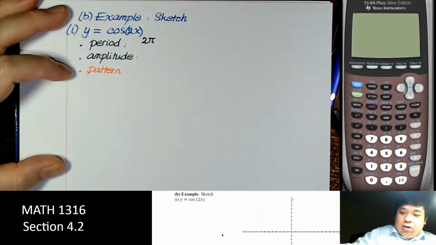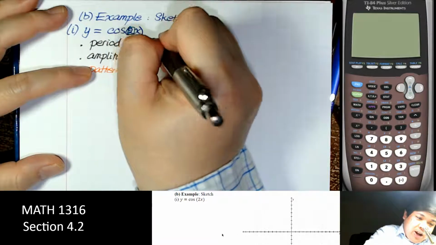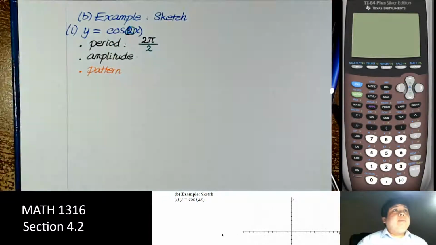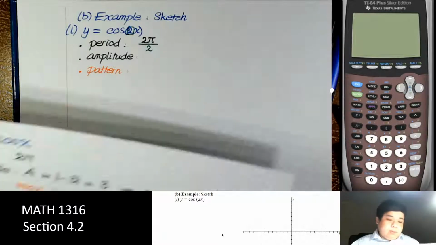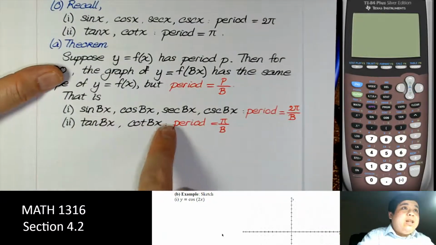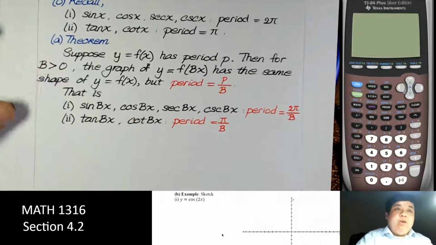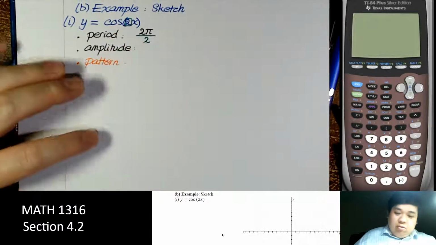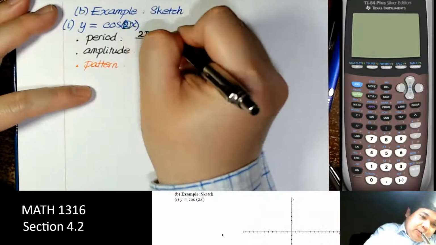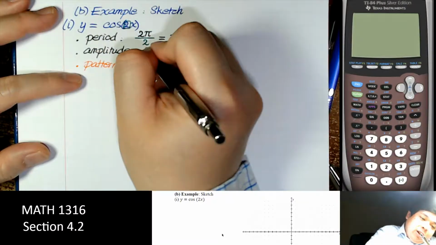However, on this problem, there's a number in front of x. We have to divide by that. So for sine, cosine, secant, cosecant, default is 2 pi, but if there's something in front of x, have to divide by that. So default is 2 pi, divide by 2, give us just a pi. Right, amplitude, the number in front of the function, will be just 1.